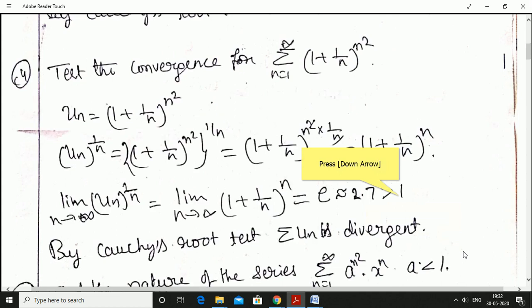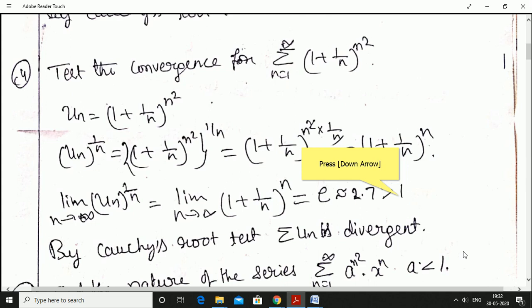Next problem: test the convergence of sigma n equal to 1 to infinity (1 plus 1 by n) to the power of n square. Here the nth term un is (1 plus 1 by n) power n square. Un to the power of 1 by n we will compute first: (1 plus 1 by n) power n square, to the power of 1 by n. N square into 1 by n, one n gets cancelled, giving (1 plus 1 by n) power n.